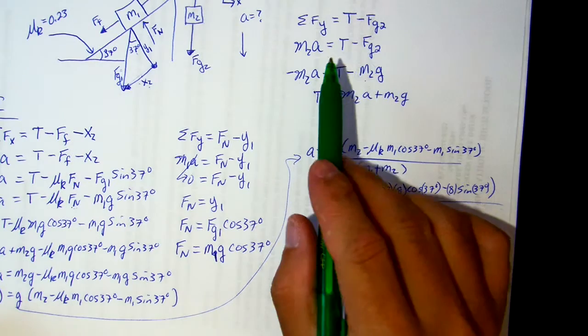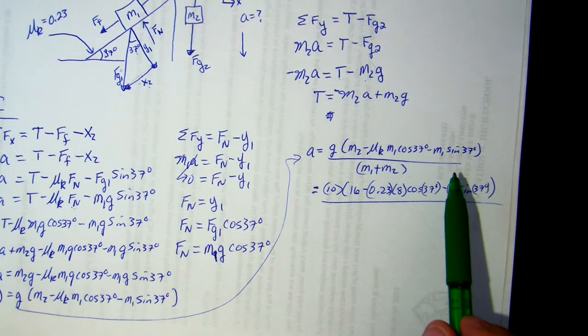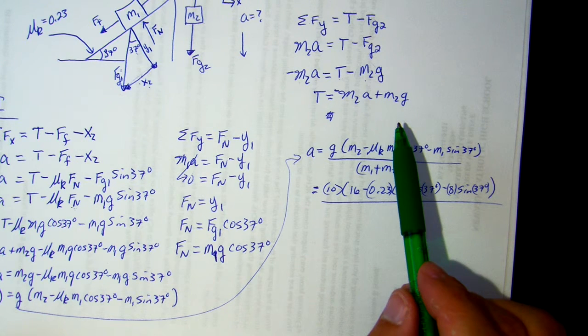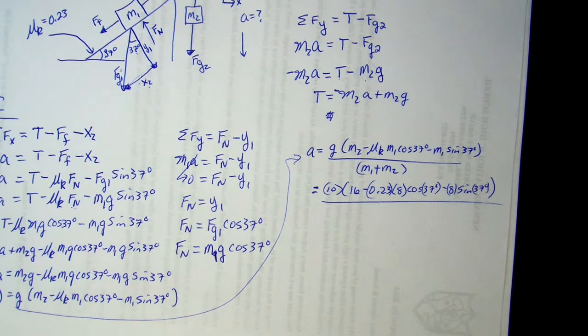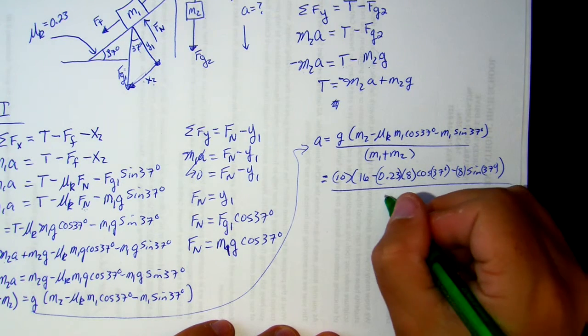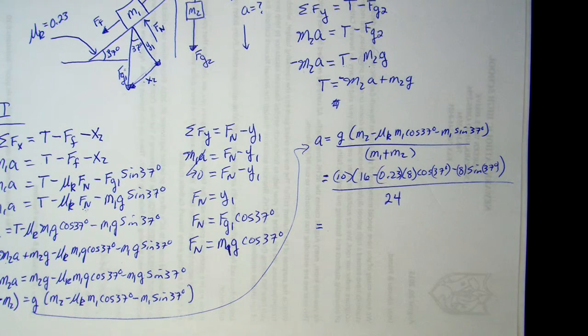Another advantage of doing this symbolically till the end and then plugging in your numbers: if you notice that you make a mistake like that, you can go back and correct it pretty easily and, instead of the numbers getting mushed together, you can see all the different variables. Okay, so 16 plus 8, 24. Now we can put this in our calculator.